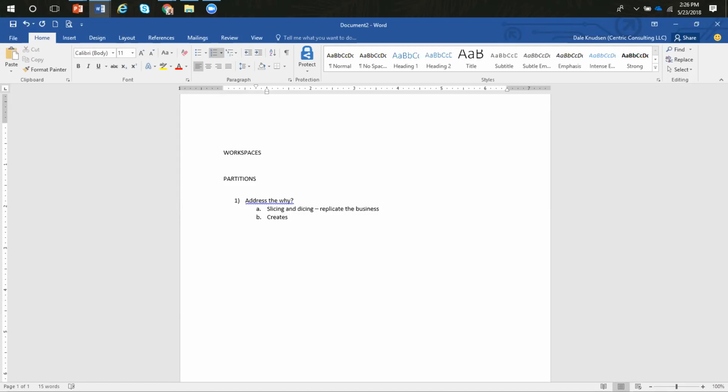What are the goals of having workspaces and partitions? So I guess that's the question for the group. As you go about that, what types of goals do you try to set for your workspaces and partitions?